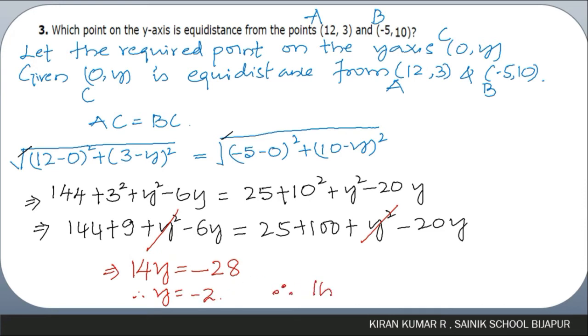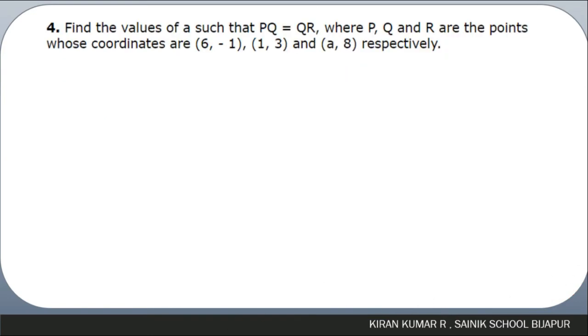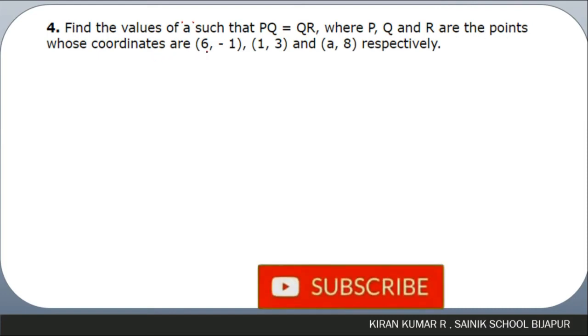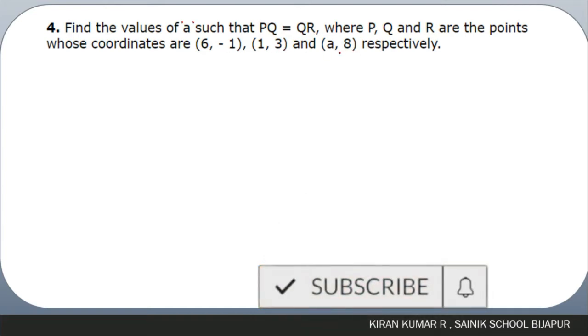Therefore, the required point is 0, minus 2. Let us take the next question. Find the values of a such that PQ is equal to QR, where P, Q, R are the points whose coordinates are 6, minus 1, 1, 3, a, 8 respectively.